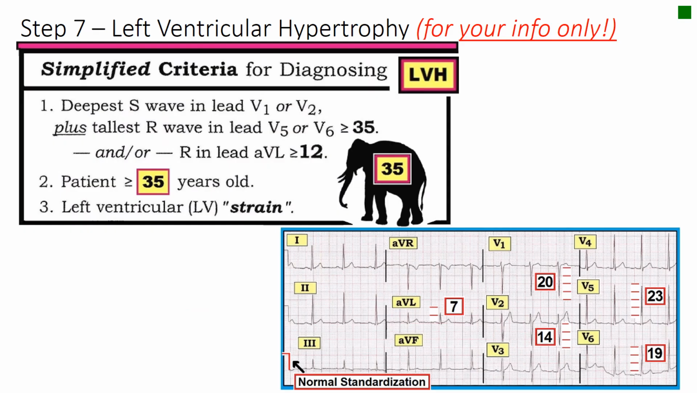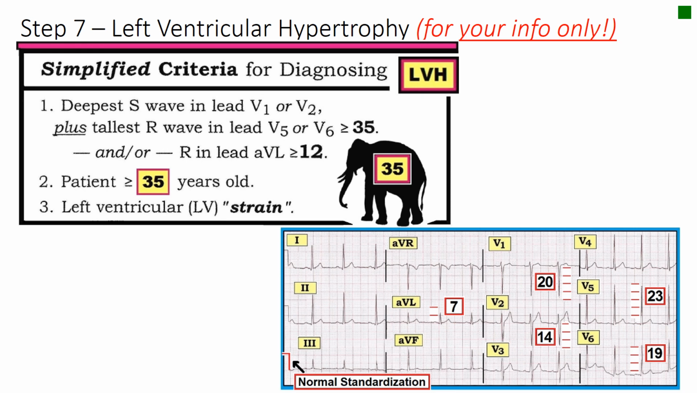And now we're going to move on to just the last step in an ECG, which is looking for left ventricular hypertrophy. And this is just for your information. I'm not expecting you to know this, but it's just to say these are the tips for helping you work out whether a patient has left ventricular hypertrophy, often from hypertension, or it could be part of the congestive cardiac failure that a patient's developed.